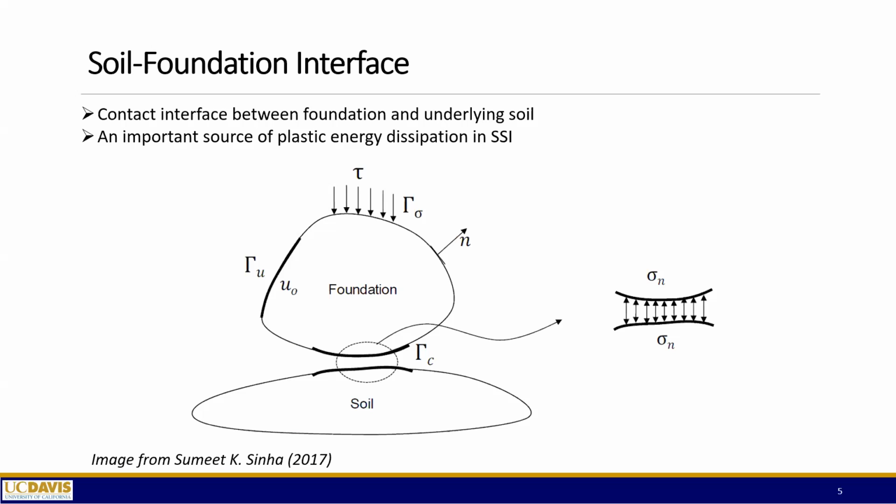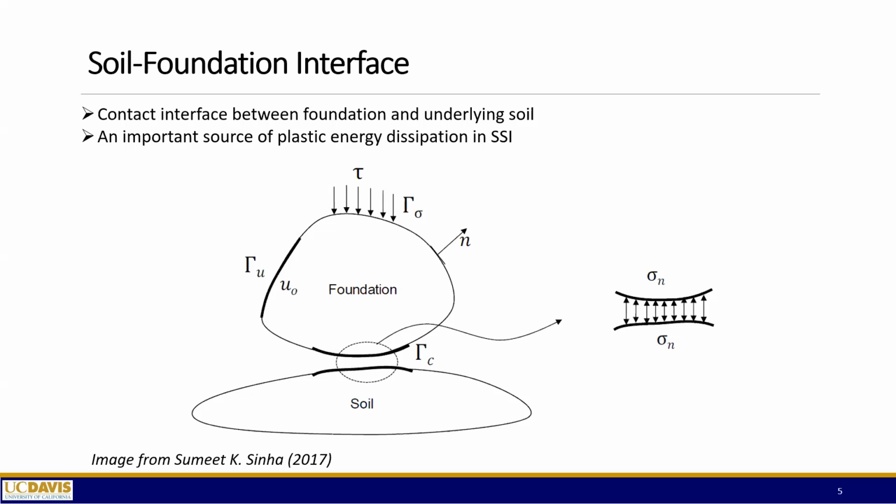So this is the contact interface between your foundation and the underlying soil. You can have different types of foundation, no matter what the material is. You're always going to have an interface or a special kind of material layer between the foundation and the soil. The behavior of this soil-foundation interface is significantly different than the rest of the underlying soil. So that's why we need to model it specifically.